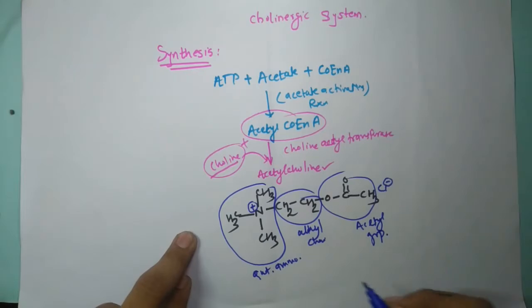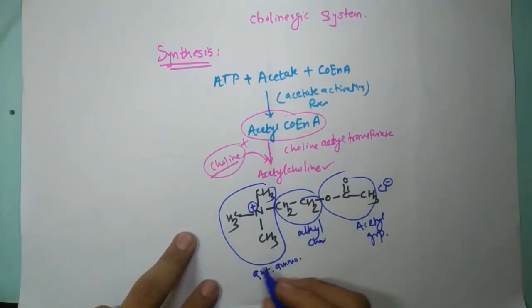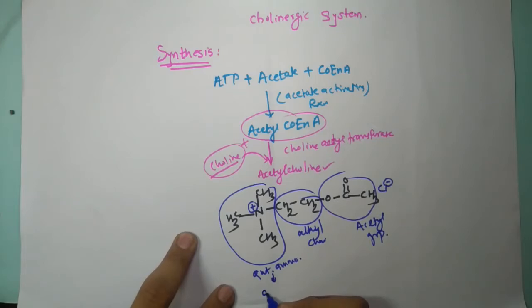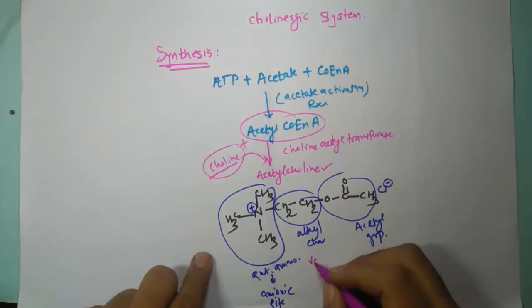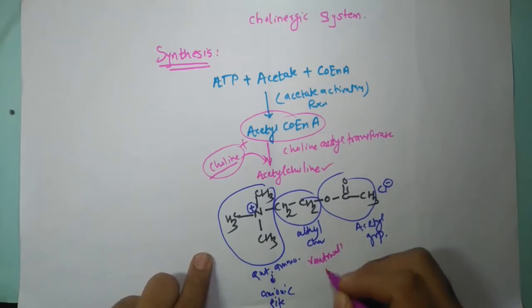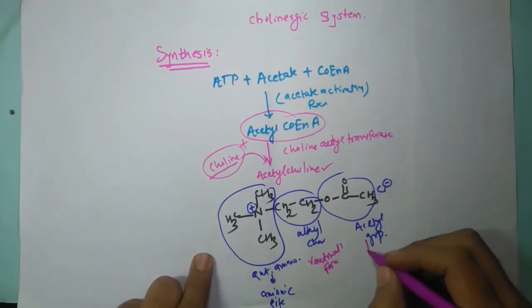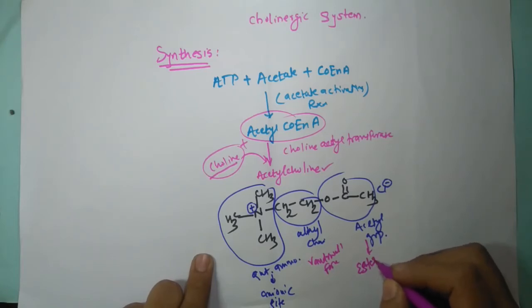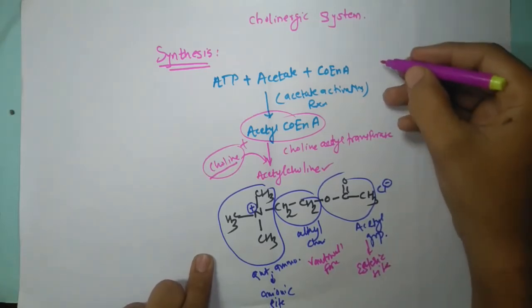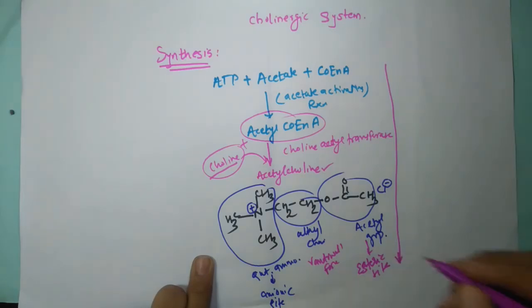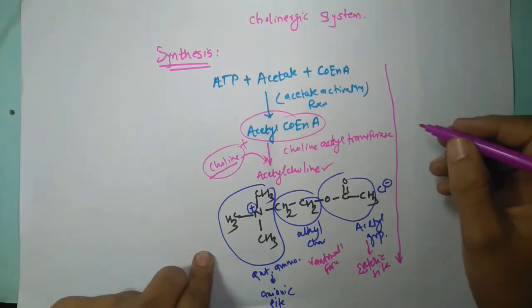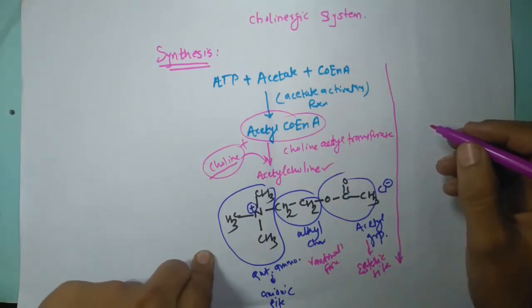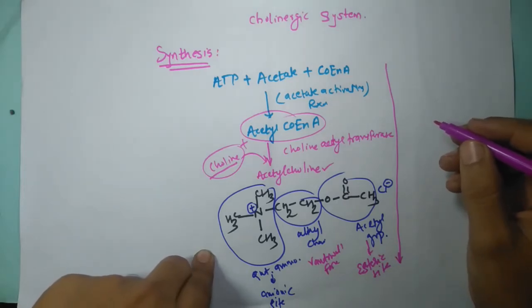Now we will see the SAR of acetylcholine. This quaternary ammonium binds to an anionic site, and this alkyl chain acts through van der Waals force, and this acetyl group binds to the esteric site. This is the synthesis of acetylcholine, and this happens in the nerve end of the neuron.